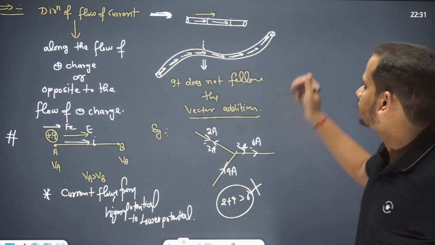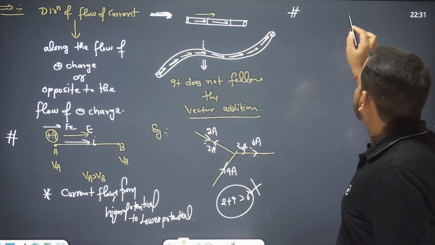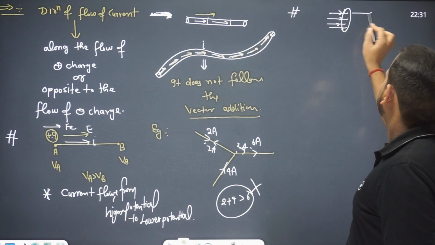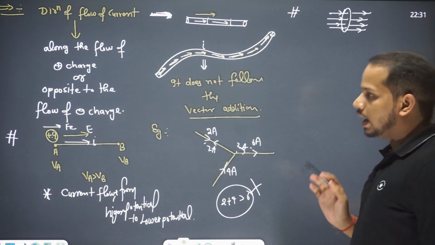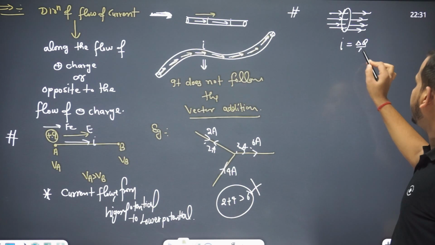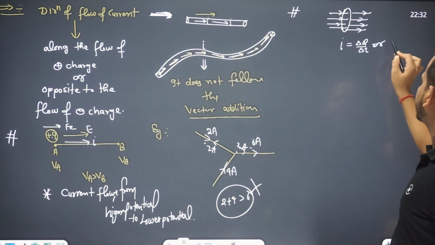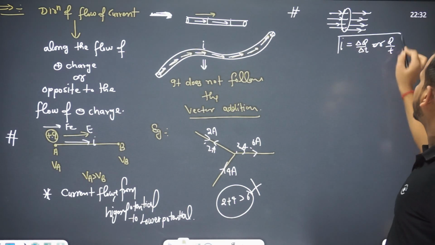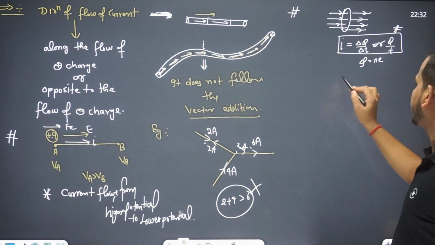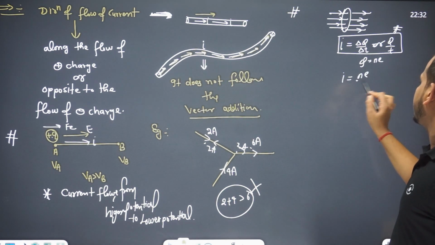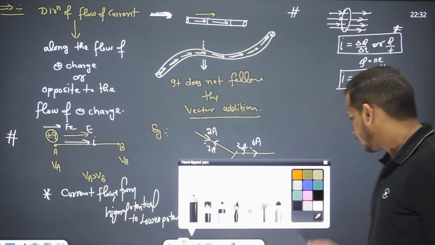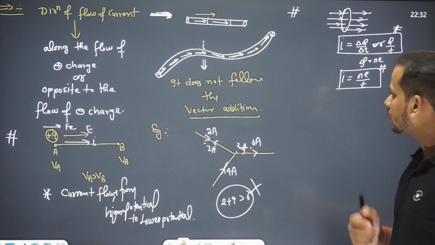Now let's see here. If there is a cross-sectional area and there is a flow of charge, this is the area and there is a flow of charge. So delta Q by delta T is here, or we can just write Q by T. I is equal to Q by T. And you also know we can apply Q equals NE here. So I is NE by T, right? And N is the number of charge carriers flowing through that particular cross-sectional area.